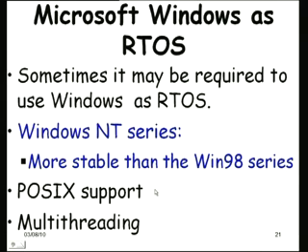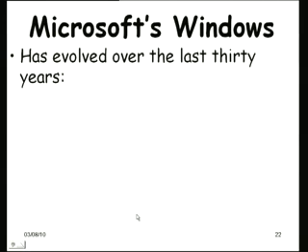And we have POSIX support for Windows. We will shortly see what this means, the POSIX support, and then it supports multi-threading. Some good features are there for Windows. Now, let us see what are the difficulties that might occur if we use Windows for real time applications.